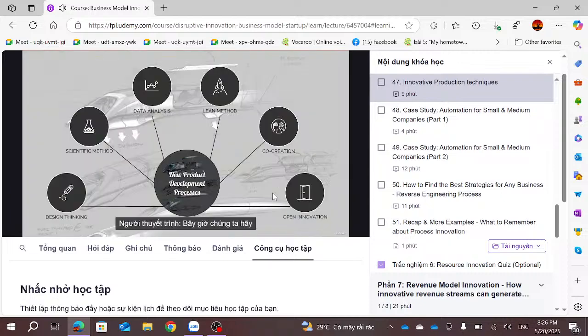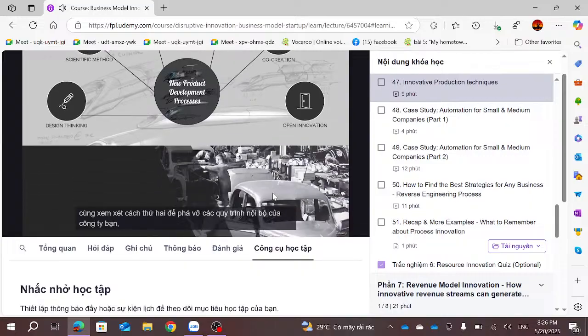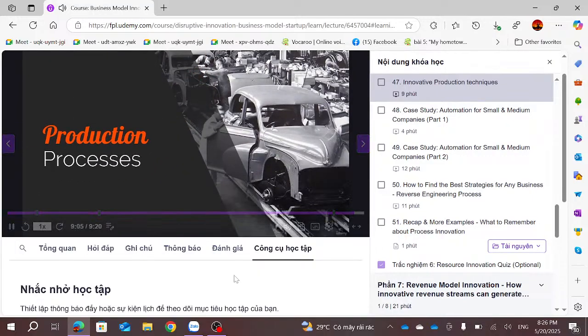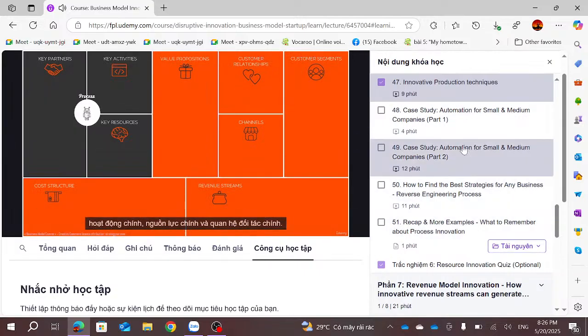Now let's take a look at the second way of how you can disrupt your company's internal processes, the production processes. Key resources and key partnerships.